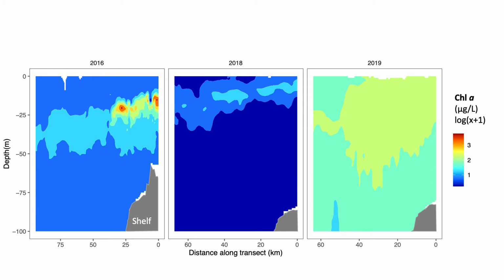You can see there's a thick layer of low oxygen water on the shelf here. Now let's look at chlorophyll A. Note that I had to plot this in log x+1 scale because of high interannual differences. In 2016, we found a subsurface layer of high chlorophyll A reaching up to 30 micrograms per liter. In 2018, on the other hand, chlorophyll A was pretty low. 2019 then showed not much structure, but a higher background concentration, as shown by the light green color.